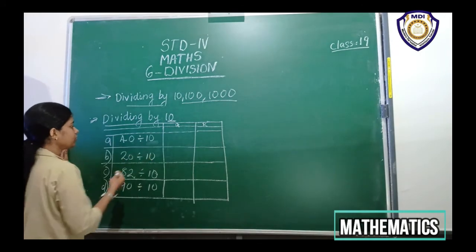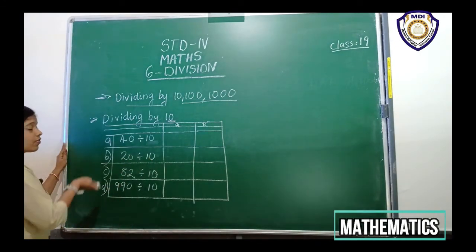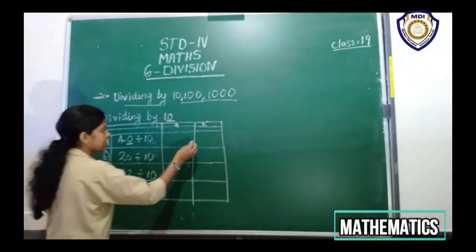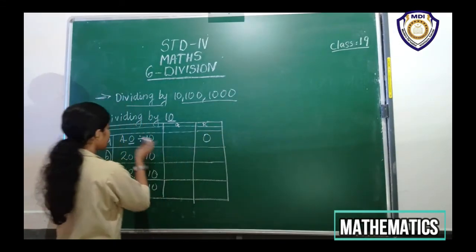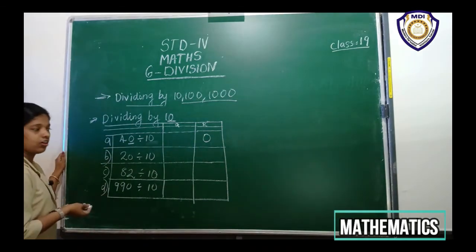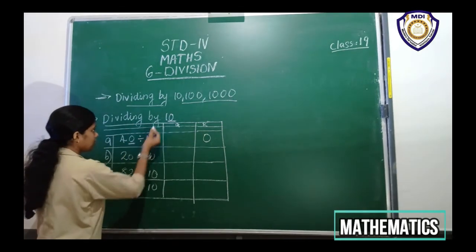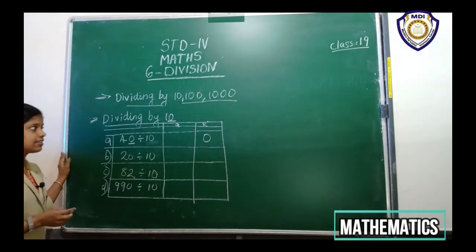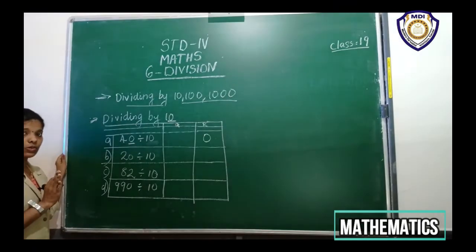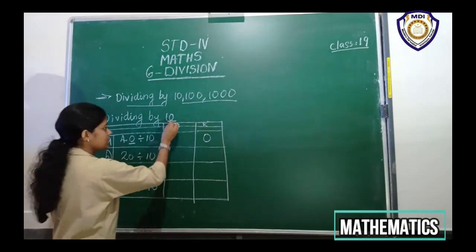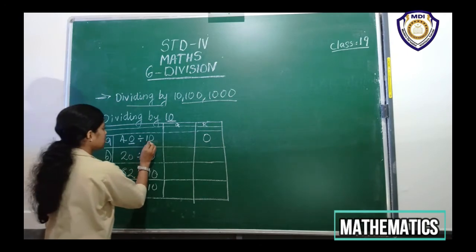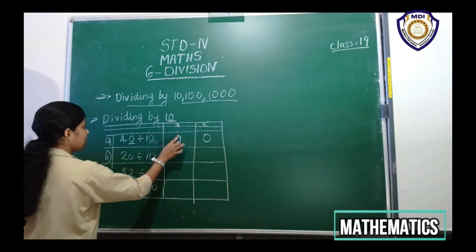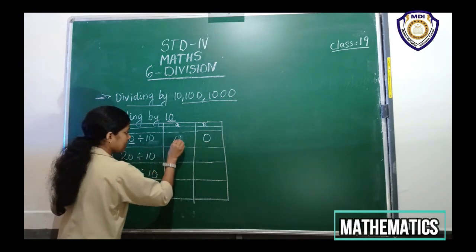The last digit, that is the ones place digit, is the remainder. The remaining numbers are the quotient, because in ten we have only 1 zero. How many zeros? Only 1 zero. Then write 4 here.